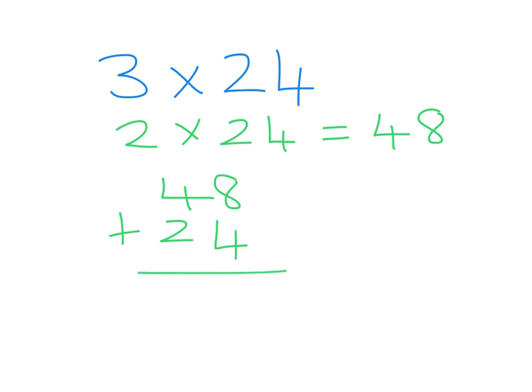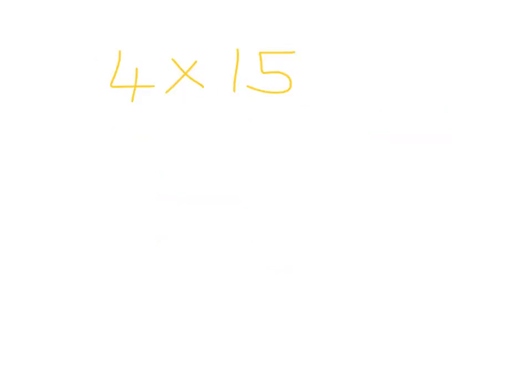And using my column addition, 8 plus 4 equals 12. Carry the 1 into the tens column, and 40 plus 20 plus 10 equals 70. So you can see I've used my 2 times tables to help me work out my 3 times tables. Now let's have a look at how the 2 times tables can help me work out the 4 times tables.